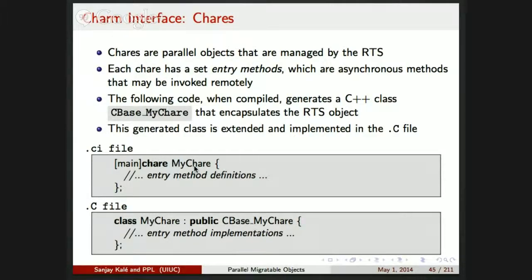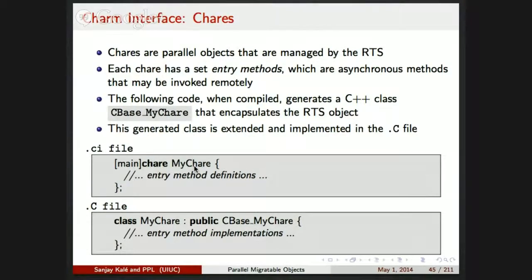So again, chars are our parallel objects. These are the actual entities that are managed by the runtime system. We give them a set of entry methods in the CI file. They can be invoked remotely: as long as any char knows the address of some other char in the system, it can remotely invoke a method on it, as long as it's one of these entry methods.